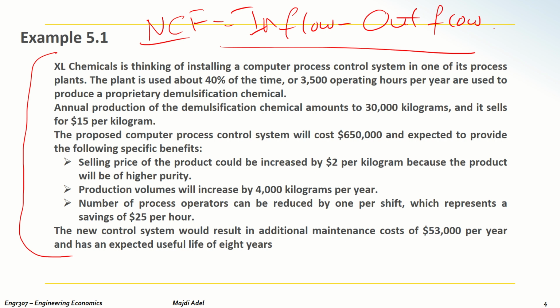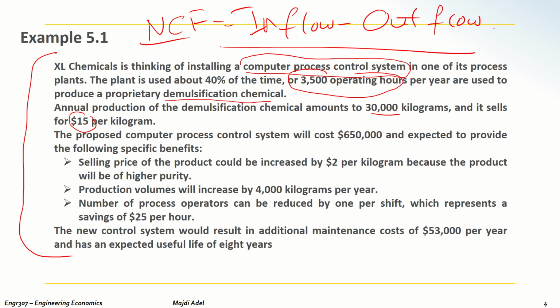XL Chemicals is a company that produces specialty chemicals, and they are considering installing a computer process control system in one of its processing plants. This processing plant uses 3,500 operating hours to produce a certain chemical, a demulsification chemical. The annual production of this plant is 30,000 kilograms per year, and the selling price is $15 per kilogram of the demulsification chemical.